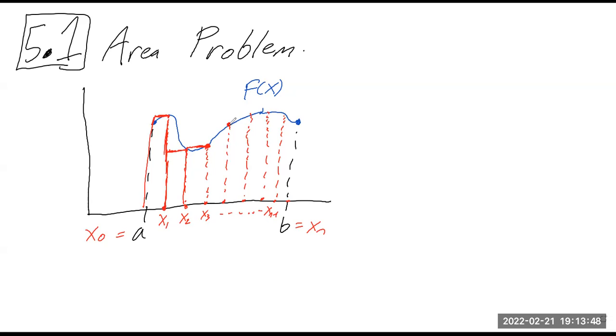I start with the right endpoint here that I dragged up to the function, bring it over until it hits the left, drop down. I got another rectangle. I came here at this point, I moved on up to the function, we moved on over, we drop down, we get another rectangle. And I just keep on doing that process.